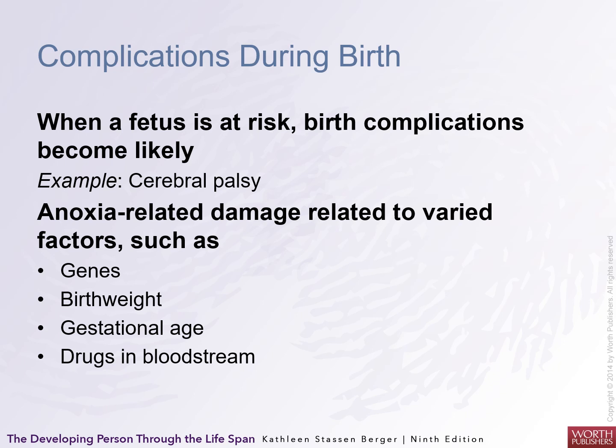There are complications during birth. When a fetus is at risk, birth complications become more likely. For example, cerebral palsy is an example of a complication that happens during the delivery process. Anoxia related damage, related to not getting enough oxygen, can be caused by other issues like the birth weight of the fetus, genetic issues, gestational age, how far along in the pregnancy they are, and the types of drugs in the bloodstream.